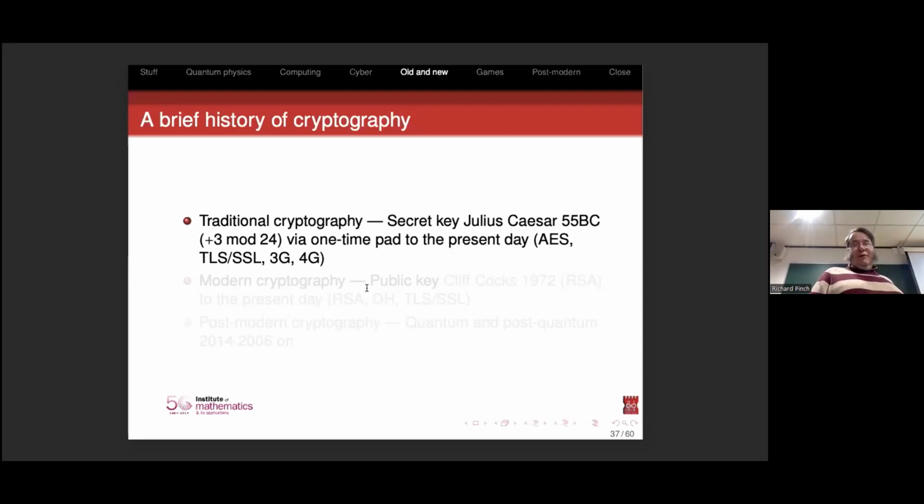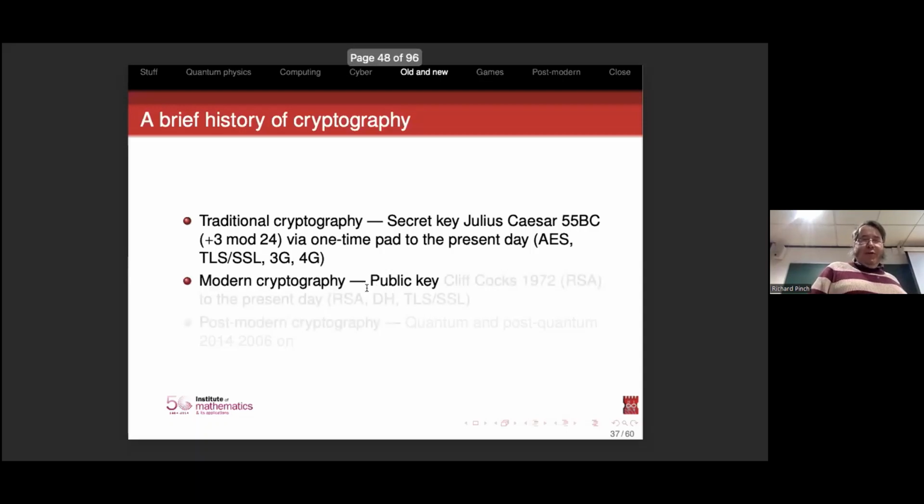Current state of the art is one-time pad, and electronically there are symmetric key systems or secret key systems in use in mobile phones and computers, internet.